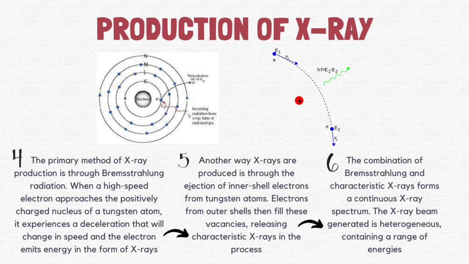Another way X-rays are produced is through the ejection of inner-shell electrons from the tungsten atom. This process produces a characteristic X-ray. The electrons from the outer shells then fill the vacancies, releasing characteristic X-rays in the process. The combination of Bremsstrahlung and characteristic X-rays forms a continuous X-ray spectrum. The X-ray beam generated is heterogeneous, containing a range of energies.